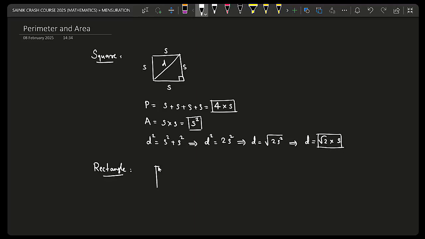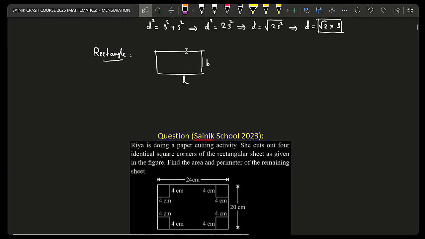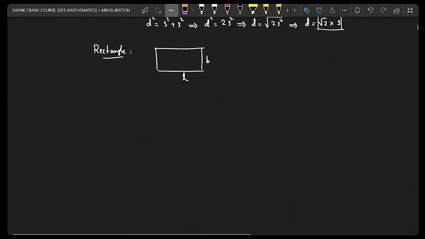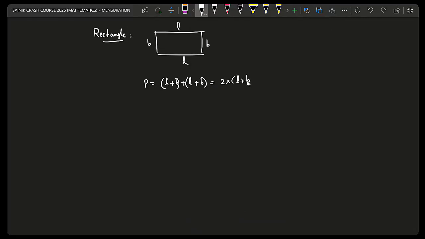In a rectangle, we have 2 dimensions. Let us say this is L and this is B. Now let us discuss the perimeter, area, and the diagonal. In a rectangle, opposite sides are equal. This is L, this is also L. If this is B, this is also B. The length of the boundary is called the perimeter: L plus B plus L plus B. So L plus B repeated twice, which is 2 times L plus B. This is the perimeter of the rectangle.